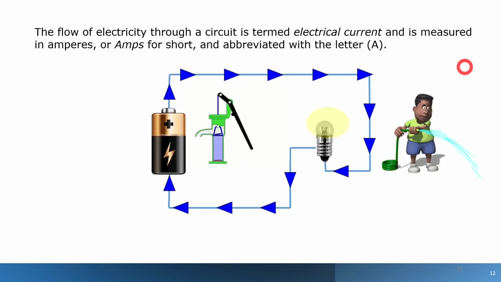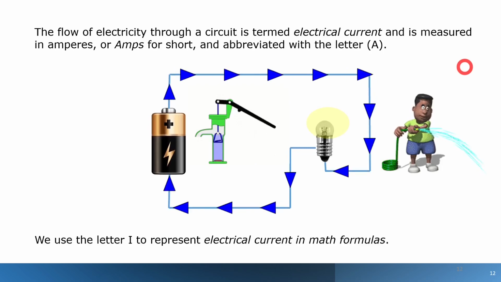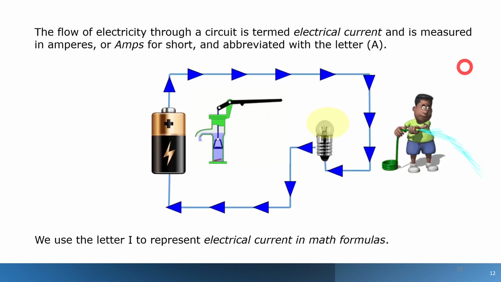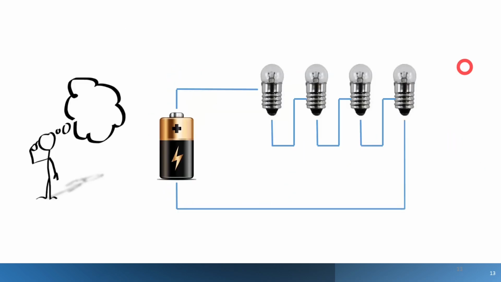We always call it amps for short, and we abbreviate that with the letter A. That's a review from a previous session. And we also use the letter I. Remember, I is intensity. When you get shocked, hopefully no one will get shocked, but if you've ever been shocked in the past, you have felt a very intense feeling. You're actually feeling the current flowing through your body, and it's an intense feeling. So that's how I remember that I represents the electrical current in math formulas.